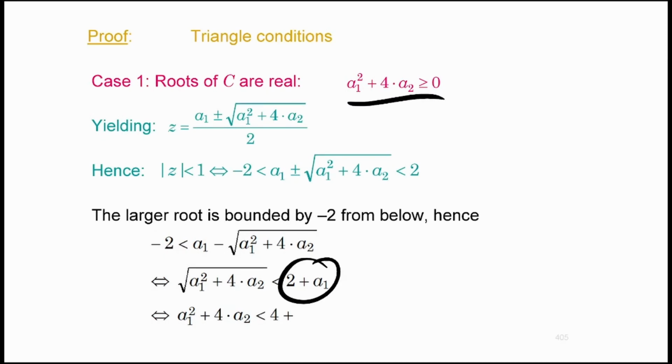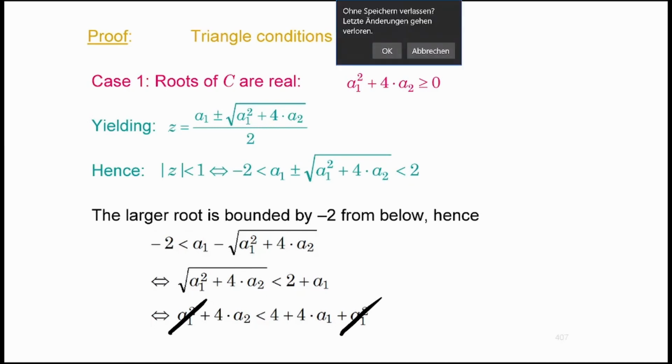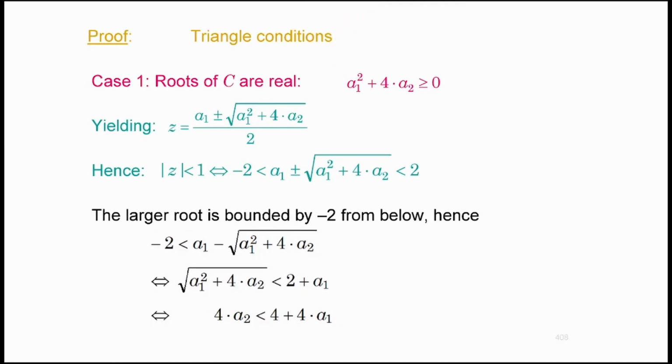And if you square that, then you simply apply the binomial formula. A plus b squared is going to be a squared plus 2 times a times b plus b squared. Then you see that a1 squared is on both sides. You simply subtract it from both sides of the inequality, and then you divide by 4. Even if you divide by 4, the inequality sign will not change. So that will yield the other condition. I think that was the second condition from the triangle condition. So we have established the second and the third conditions, and then we just need to establish the first condition.